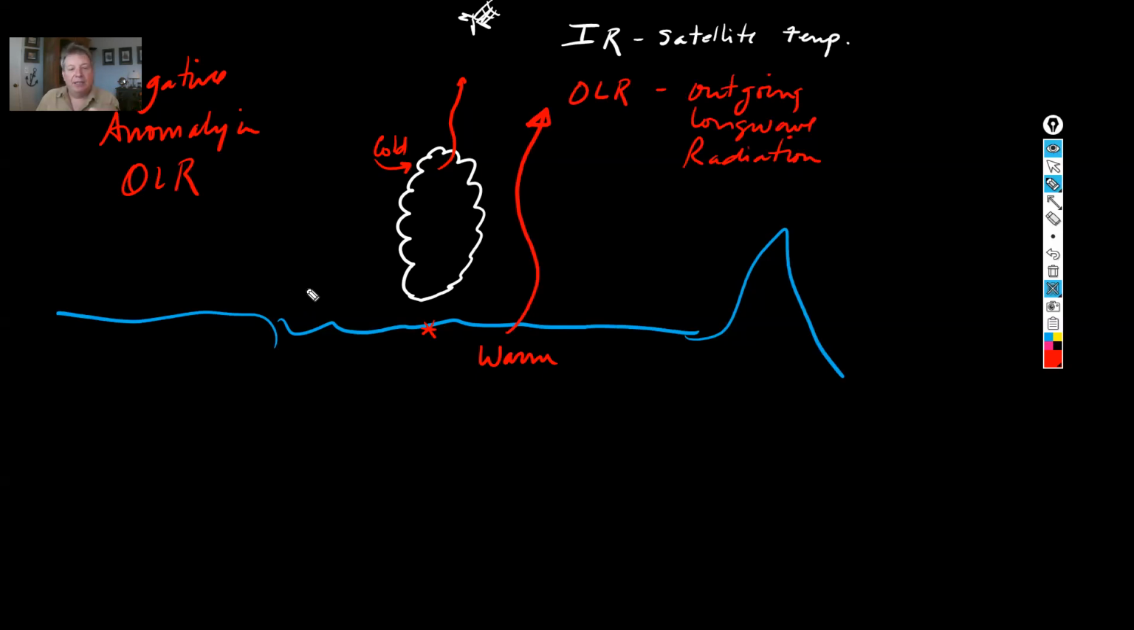Negative anomaly in OLR. And that means more thunderstorms than normal. Rainier, more thunderstorms, more rain. It's less infrared radiation coming out because I'm seeing the top of a thunderstorm rather than down below. Okay, now let me show you an example of that.